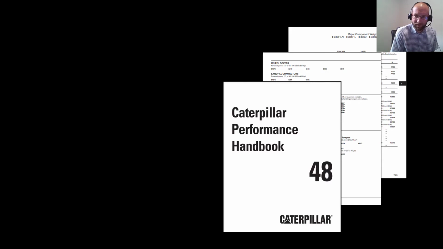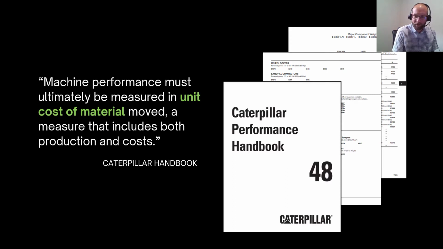Of course, the Caterpillar name is synonymous with construction. With that credibility, I'm going to borrow the opening line of the handbook. "Machine performance must ultimately be measured in unit costs of material move, a measure that includes both production and costs." So CAT says that we must be on the right track considering the problem this way.